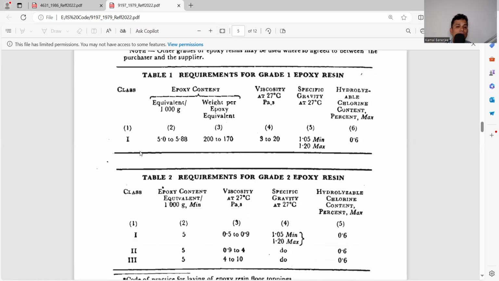See, what is it saying: class Grade 1, Grade 2, Grade 3. So for Grade 1 it is epoxy content equivalent to 1000 grams, the weight per epoxy equivalent, viscosity, specific gravity, and hydrolyzable chlorine content. So these are the 5 things the code is specifying that we need to check. It says 5 to 5.8, and here it is 200 to 170, viscosity 3 to 20, and specific gravity is 1.05 minimum and 1.2 maximum, and chloride content is 0.6.